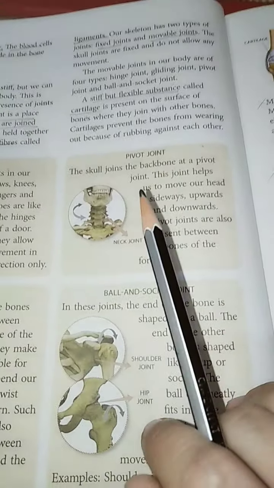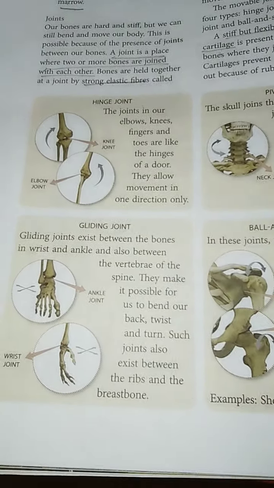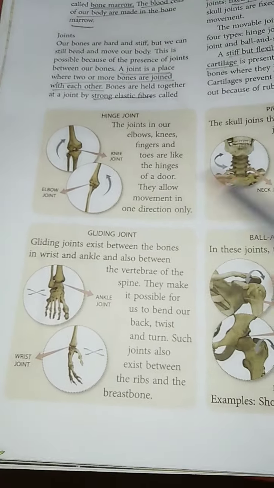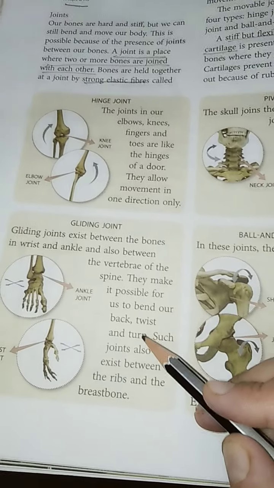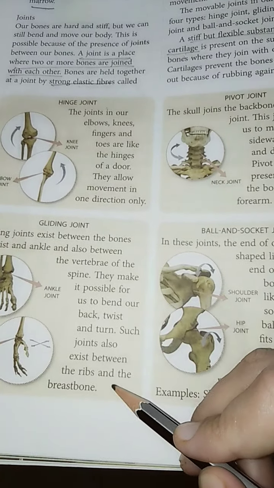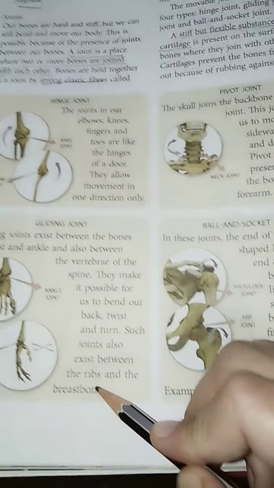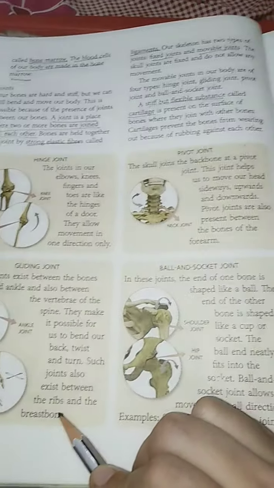Okay. Gliding joint. As you can see here, ankle joint and wrist joint. The joints present here are called gliding joint because they allow these parts to twist and turn. And such joints also exist between the ribs and breastbone, because when we bow down or something, it needs to be bent, and so this is the gliding joint.